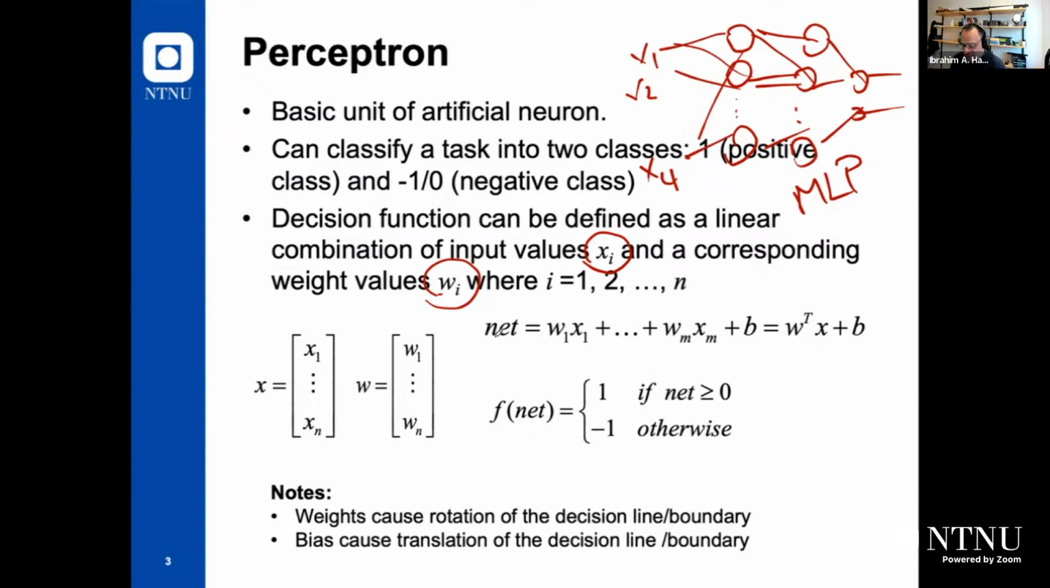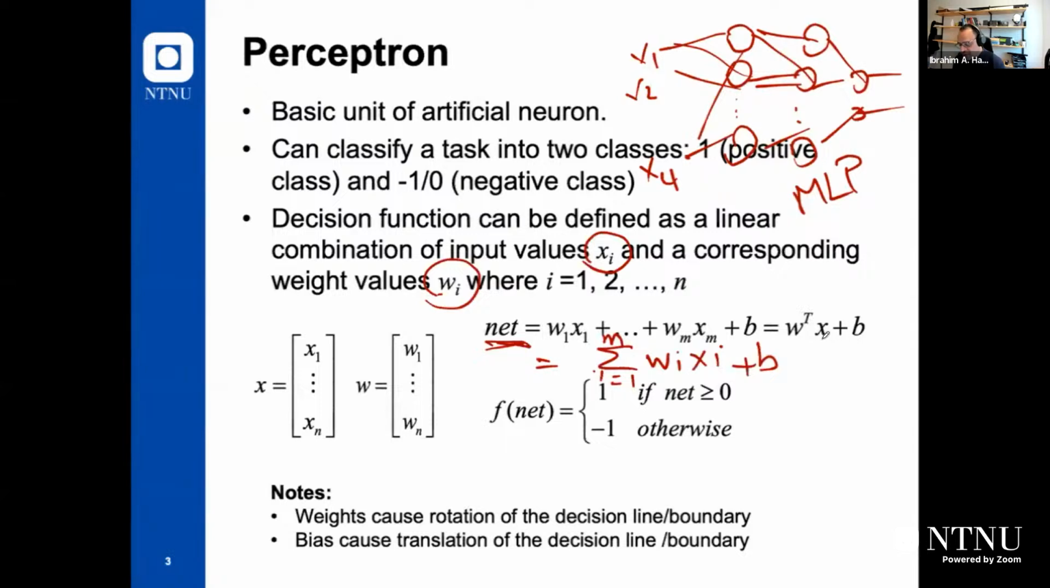We will get this net value. This net value will be the weighted sum of inputs. So it will be, in fact, the summation of omega i multiplied by xi, with i equal 1 to n or m, plus something called the bias b. So it will be omega 1 multiplied by x1, and so on, plus omega m multiplied by xm, plus something called the bias. If you want to write it as a matrix multiplication in matrix notation, it will be omega transpose multiplied by x plus b.